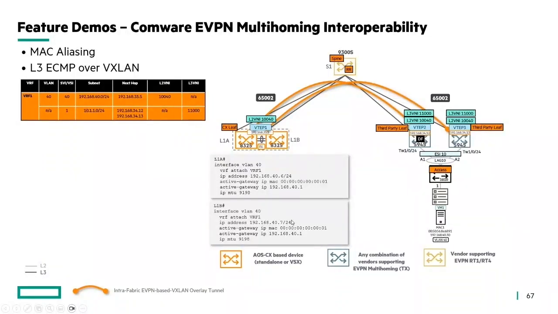So in the demo, pretty much what we're going to do is just do a ping across the fabric to this destination here, and just look at the tables, and then show what happens if we reboot one of these 5945s.